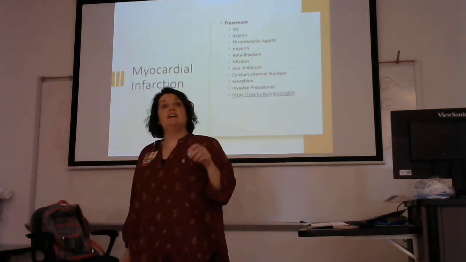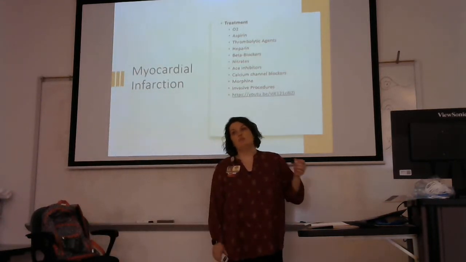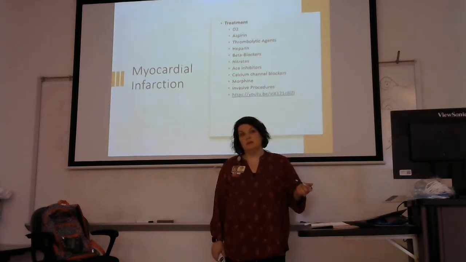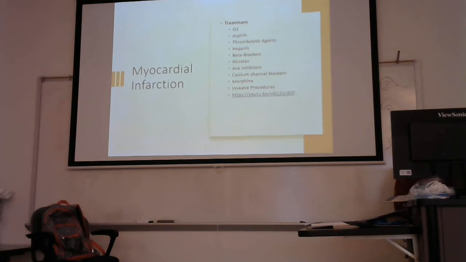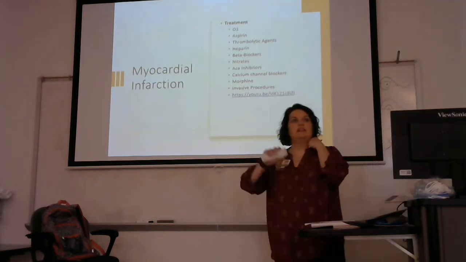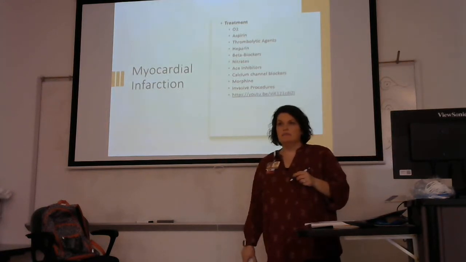Because what morphine does, it relaxes smooth muscles, okay? So while relaxing smooth muscles, the other thing it's going to do is decrease the O2 demand. Okay? So that's why we give morphine for the pain versus any other IV narcotic.